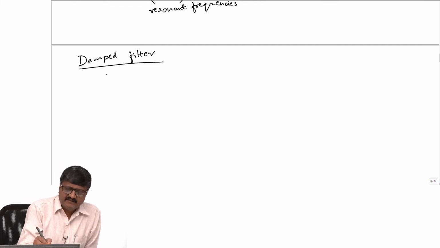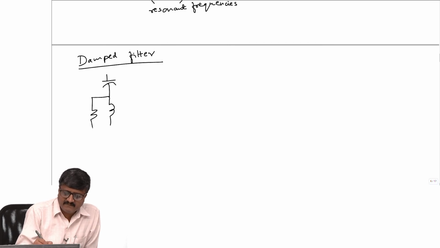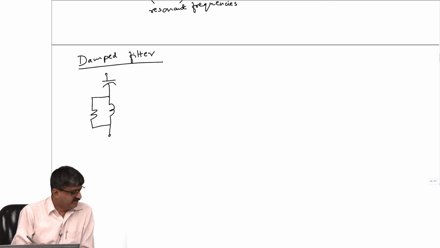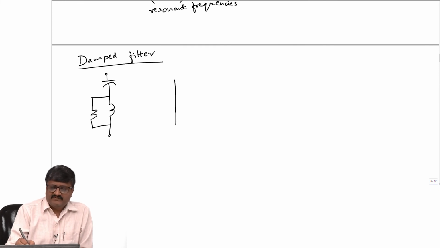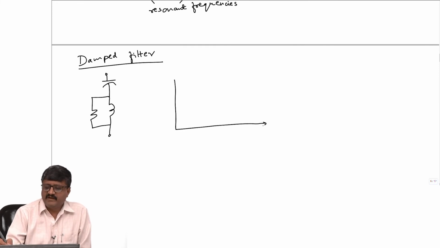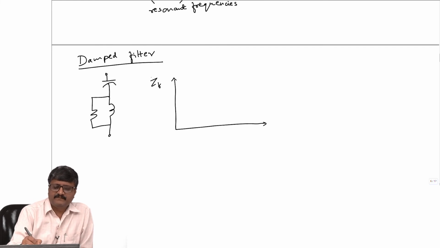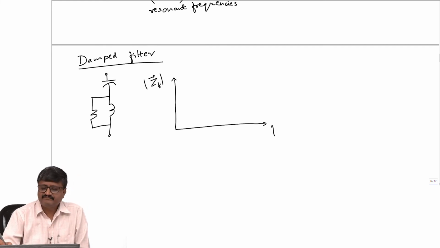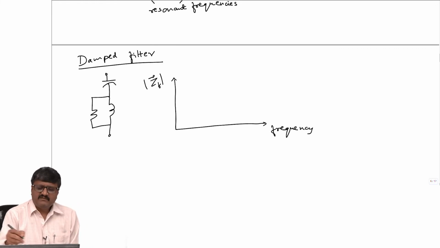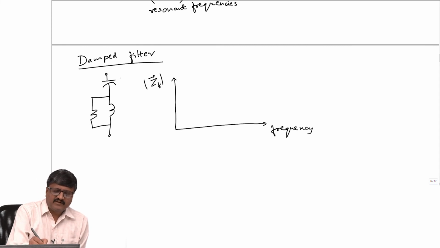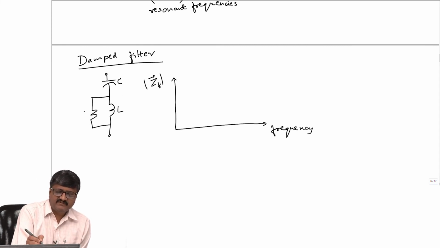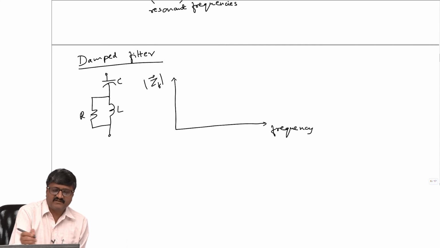A damped filter is like this. It has a capacitance, an inductance and a resistance connected across the inductor. The resistance is connected across the inductor. So, if you look at this plot of magnitude of impedance as a function of frequency. Suppose, let me call this capacitance C, inductance L, resistance R.